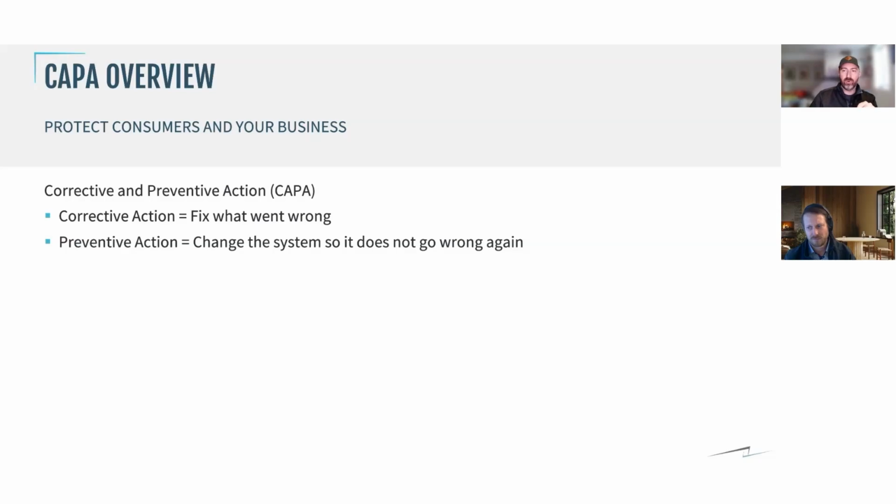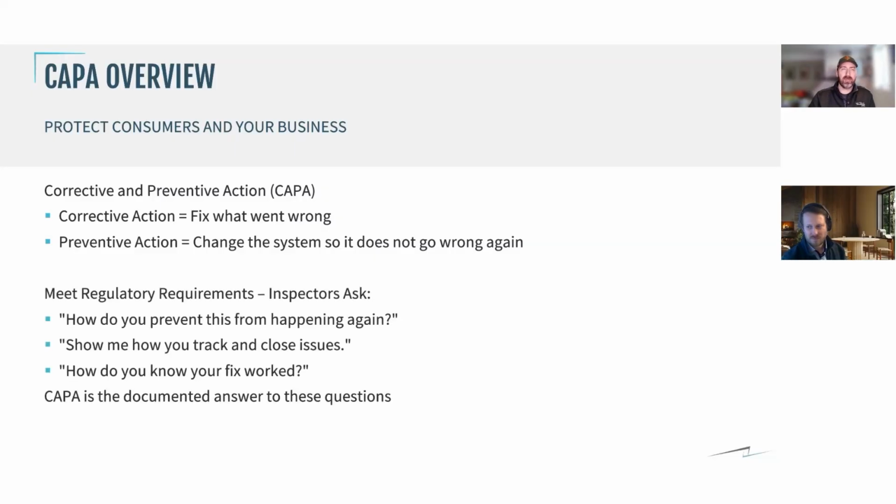Today, we're going to explore an example specific to a food and bev producer, which is a segment where CAPA is especially important to maintain FDA regulatory compliance. It's a segment where inspectors are routinely asking, how do you prevent this from happening again? Show me how you track and close issues. How do you know your fix worked? So CAPA is the documented answer to these questions.